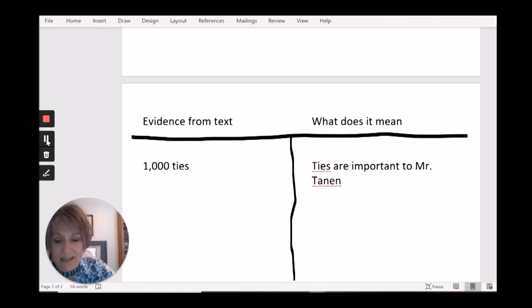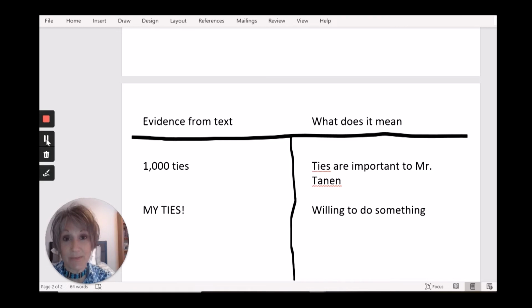So here I'm going to write "my ties," just like I saw it in the text, with all capital letters and an exclamation point. And I want to write that Mr. Tanen is willing to do something. He's willing to do something with those important ties in order to help the students. So let's go ahead and read to find out.